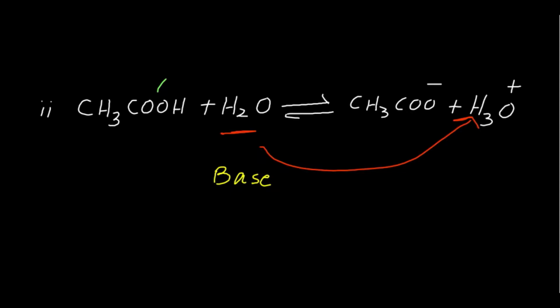Now CH3COOH changes to CH3COO after donating a proton. CH3COOH is acetic acid, while CH3COO is acetate ion. So in this reaction, acetic acid is Bronsted acid since it is proton donor, while water is proton acceptor, that's why it is Bronsted base. I hope this is clear.